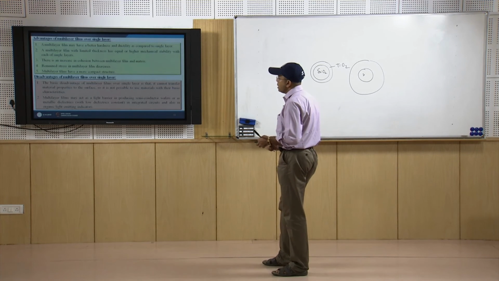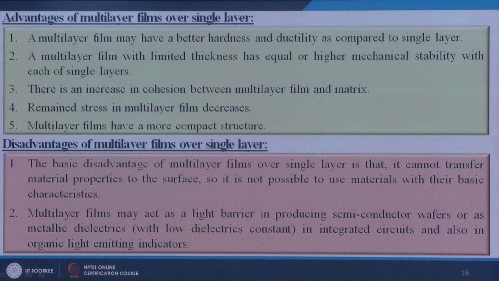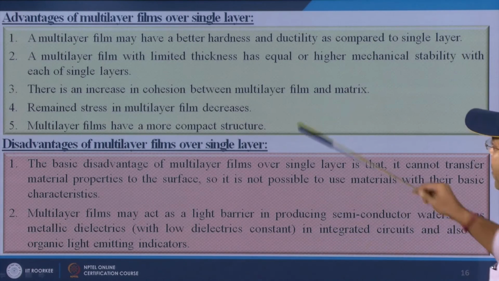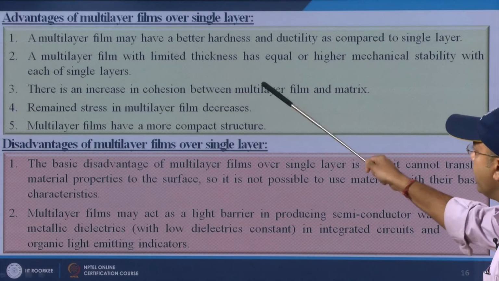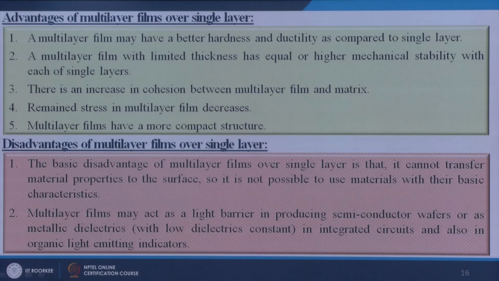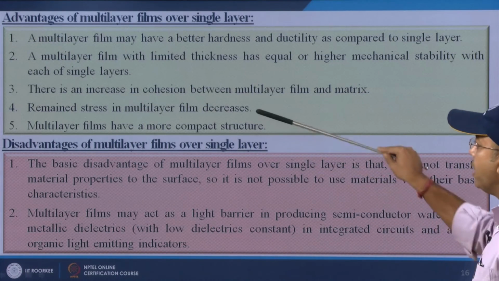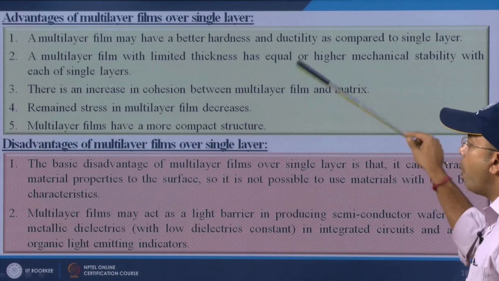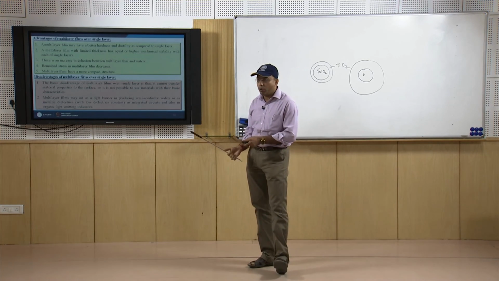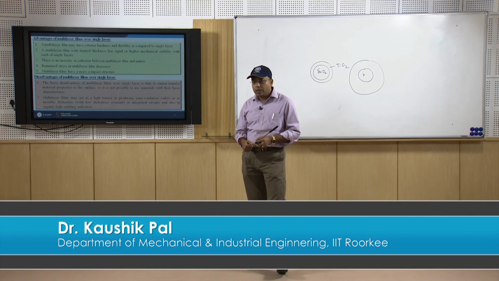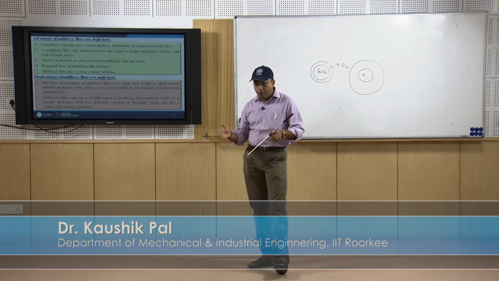Then we are going to discuss the advantages of multi-layer films over single layer, and the disadvantages. When talking about advantages, a multi-layer film may have better hardness and ductility as compared to single layer. A multi-layer film with limited thickness has equal or higher mechanical stability compared with each of the single layers. There is an increase in cohesion between the multi-layer film and the matrix. Residual stress in multi-layer film decreases. Multi-layer films have a more compact structure. So, these are all added advantages. That is why we use multi-layer coatings on a substrate, to enhance many properties at a time.